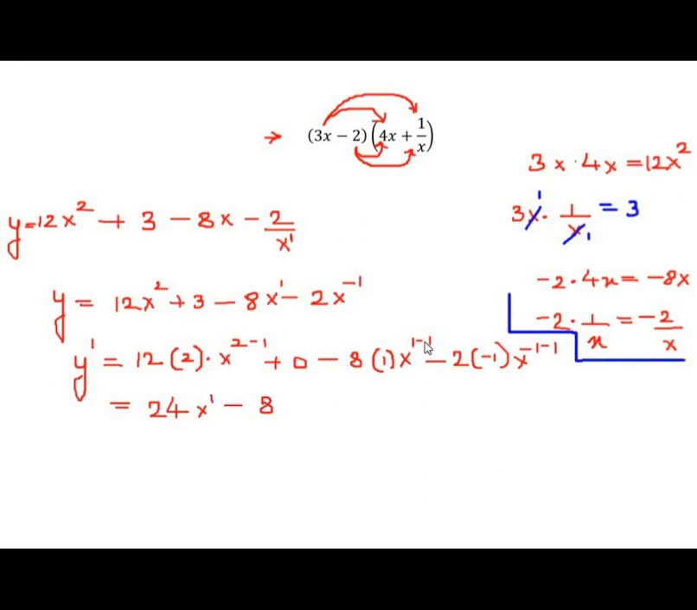x to the power of 1 minus 1 means x to the power of 0, which is 1 again. So here we can just write it as into 1, and here negative 2 times negative 1 gives us positive 2, and x to the power of negative 1 minus 1 is negative 2. So we can write it as 24 x minus 8, plus 2 x to the power of negative 2, and since it is a negative power, we can again change it to positive power by sending the x to the denominator. This is the differentiation of the given expression.